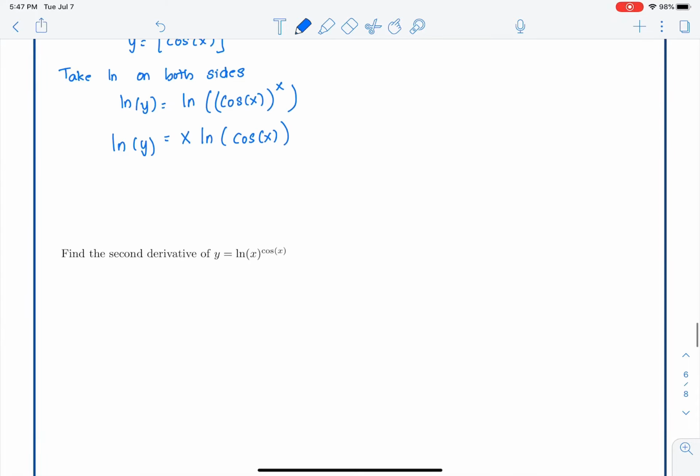Now take the derivative on both sides. We have 1 over y multiplied by y prime, because the derivative of ln of y is 1 over y, but y is a function of x, so we've got to multiply it by y prime. That is implicit differentiation. On the right-hand side, we want to take the derivative of x times ln of cosine of x.